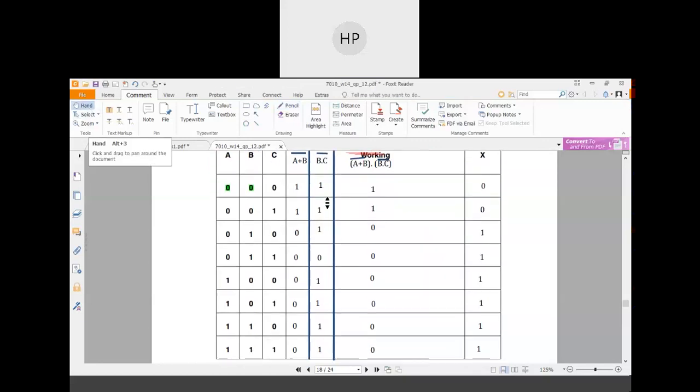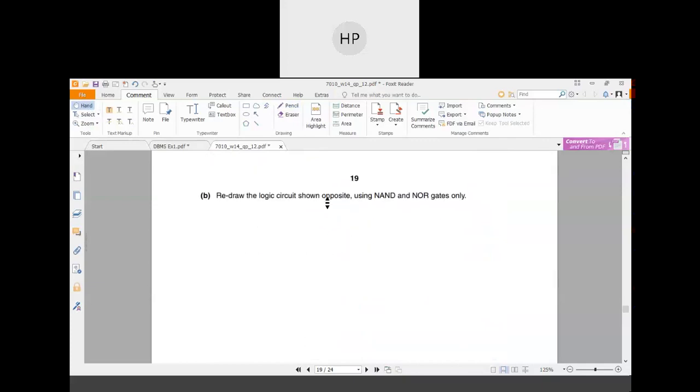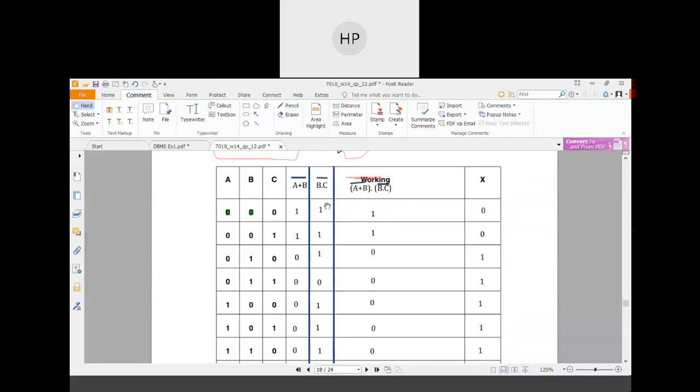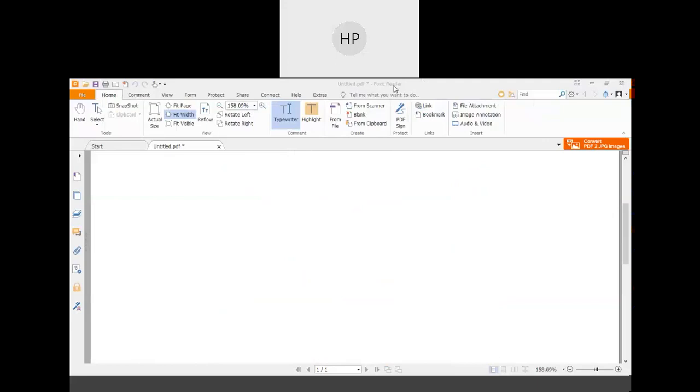Yes, sir. So this is a logic gate question from 2014. Here's another question they have given, redraw. I'm not going to give these to you, but these are the types of questions you will be getting during your exam. I thought of switching back to normal writing paper.